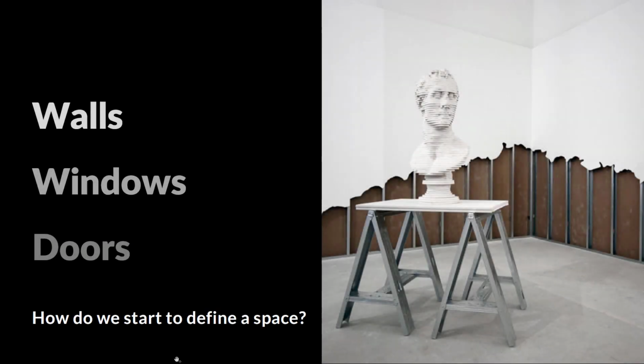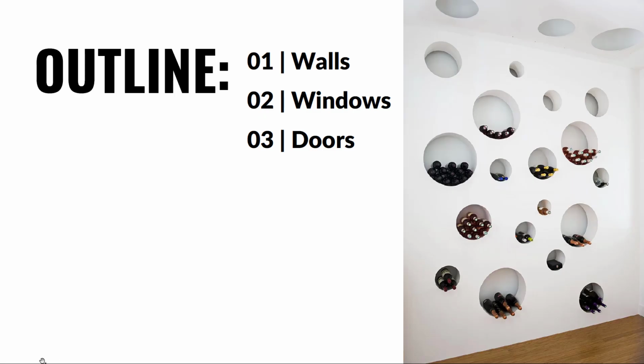In this video, I'm going to talk about walls, windows, and doors, really just giving a brief overview because these are the items that really start defining our space. So we'll start with the discussion of walls, their structure, get into the types of windows and doors that are most common in residential spaces.